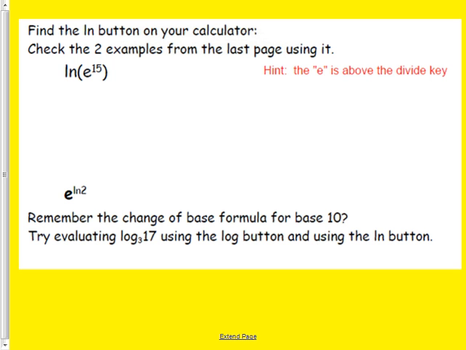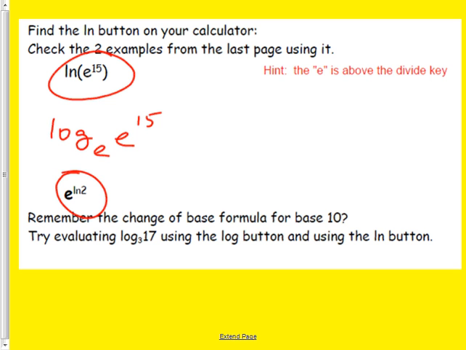Okay, so this one, if it doesn't come to you right away, then just change ln to what? Log base E, and then all of a sudden it's log base E of E to the 15th. Now what's the answer? 15. So easy once you have figured out to write ln as log base E. What was this answer? 2. Because it's E to the log base E of 2, and if these bases are the same, that's the answer.